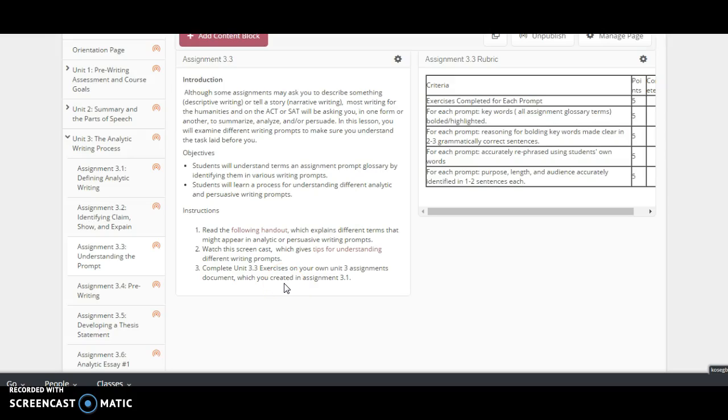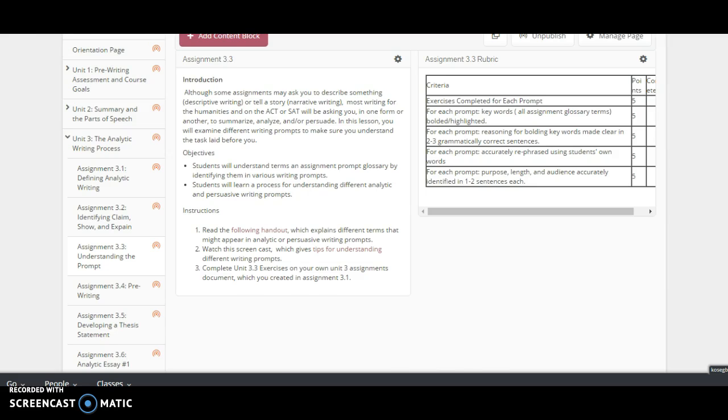Alright class, so we're looking at assignment 3.3 today, understanding the prompt, which may sound a little silly. How can you not understand the prompt? But often students do not read the prompt carefully and jump right into writing, and that can often steer student essays off course.